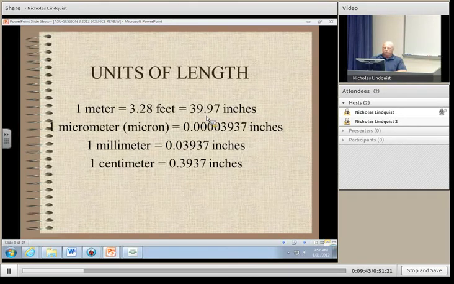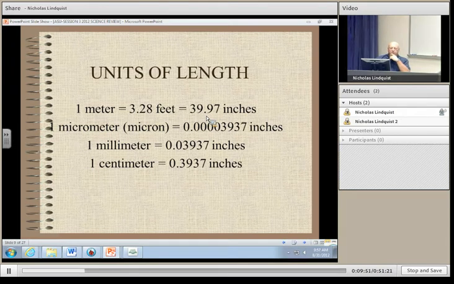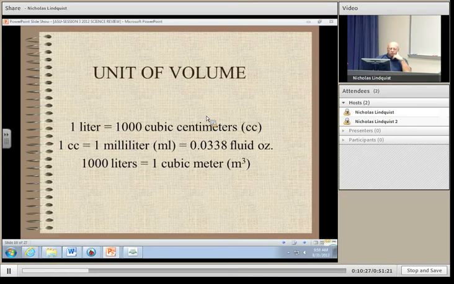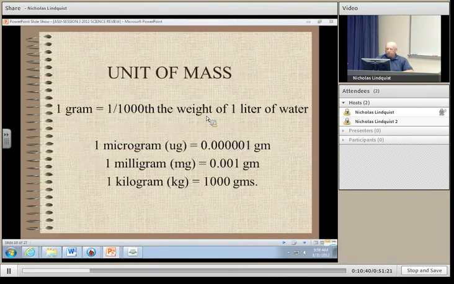Looking at units of length, we have one meter equates to the English unit of 3.28 feet, or 39.97 inches. 1 micrometer, which is also referred to as a micron, refers to 0.00003937 inches. 1 millimeter is 0.03937 inches, and 1 centimeter would be 0.3937. For units of volume, 1 liter is the same as 1,000 cubic centimeters, and 1 cubic centimeter equals 1 milliliter, which equates to 0.038 fluid ounces. 1,000 liters equates to 1 cubic meter. So it's important to know that to be able to do some of our calculations.